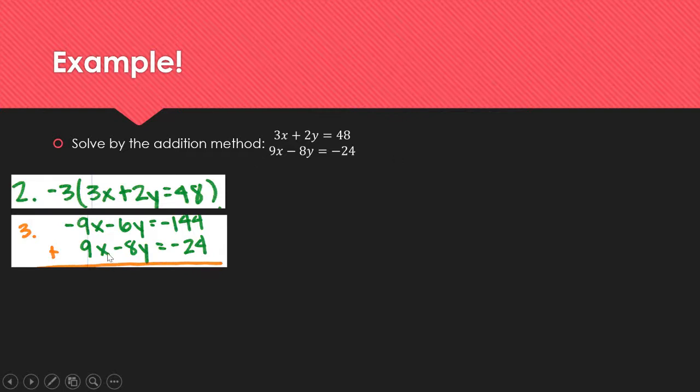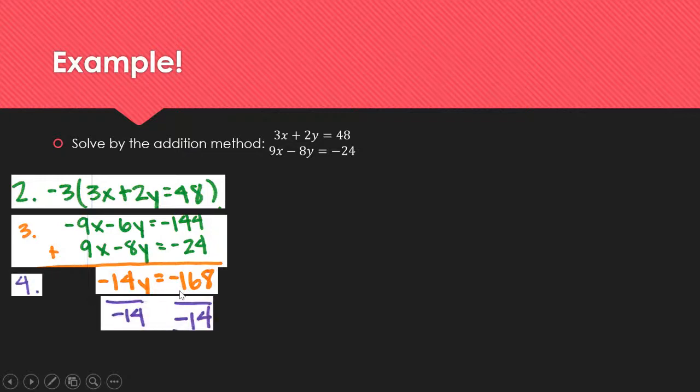I keep the bottom just the way it is. And step 3 says, okay, now add those together. So my x's are gone. I get -14y equals -168. Step 4 says solve that equation. So divide by -14 and you get y equals 12.